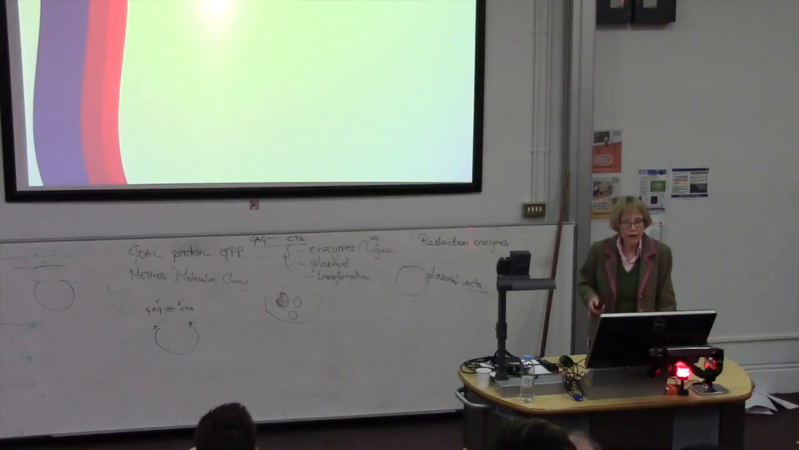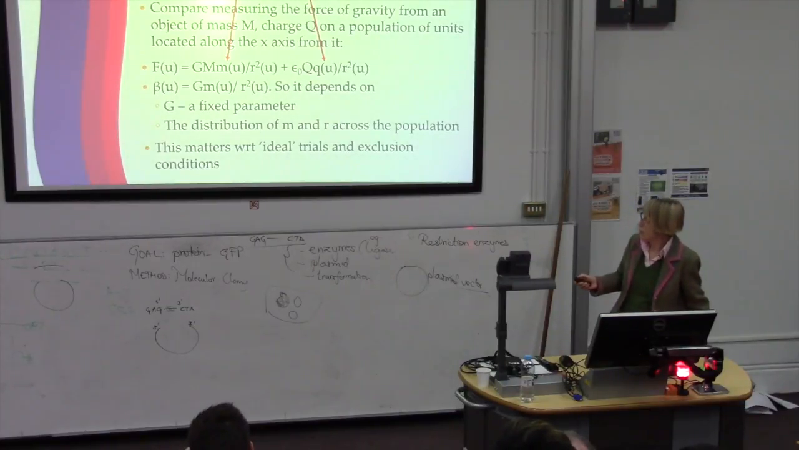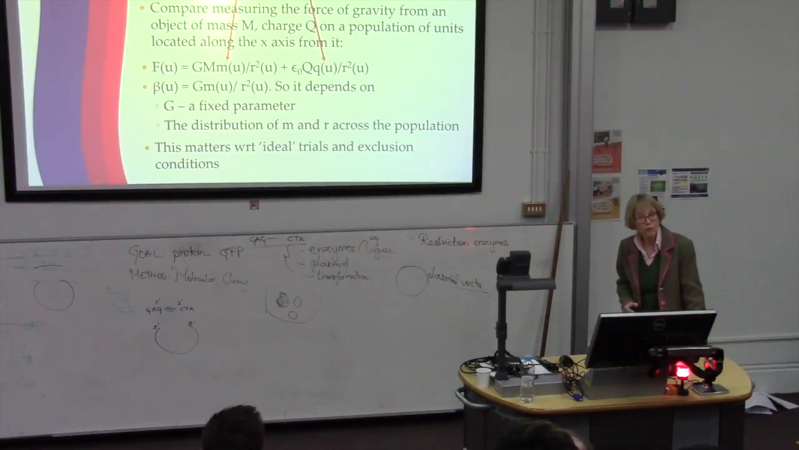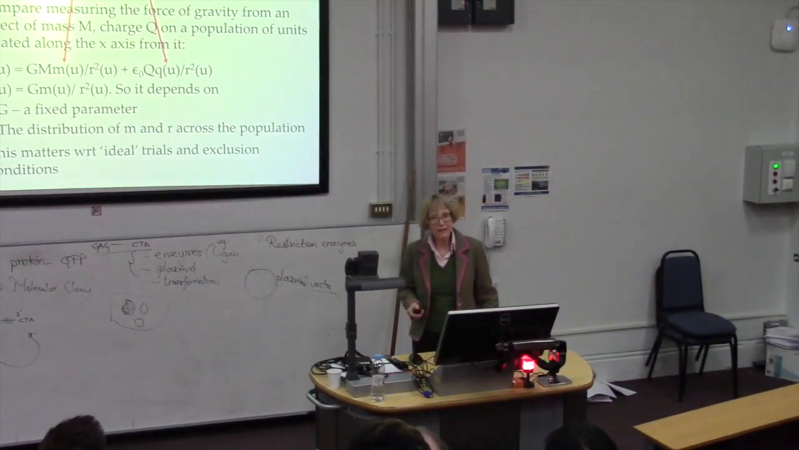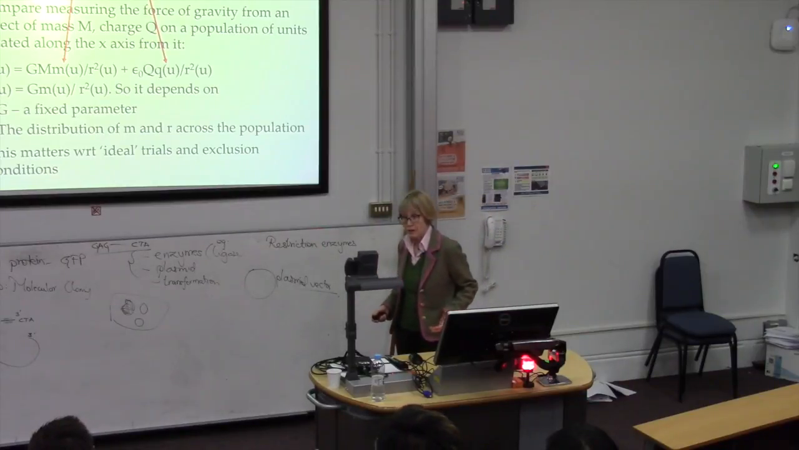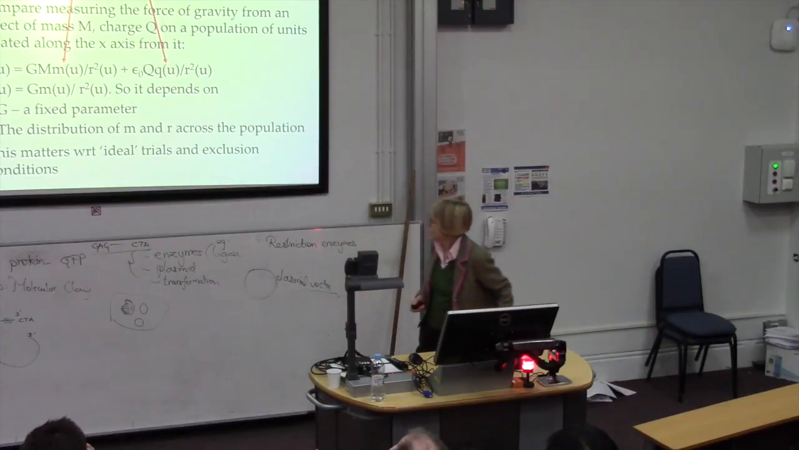Why would you want homogeneity with respect to beta? Let's go back a second. G is the fixed parameter. If I were interested in the causal oomph of gravity, I'd want to know G. I also want to know the formula, G m m over r squared. But the average treatment effect depends on where you're all sitting, and it's not so informative. It's not the real causal oomph of gravity. Why homogeneity with respect to beta?